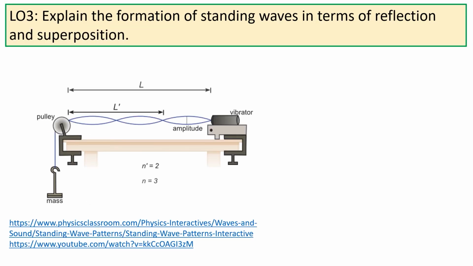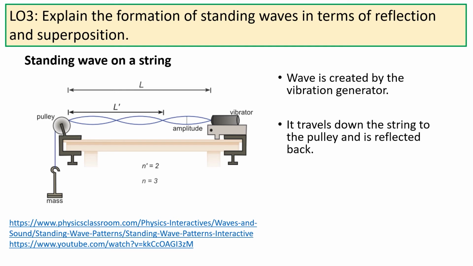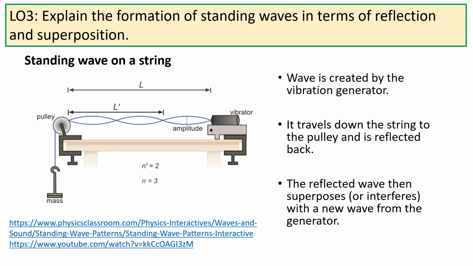Finally today, we're going to discuss how the standing or stationary wave is formed. If you've never seen a standing wave before, I'd advise you follow one of the video links in the comments. One example of a standing wave which can be seen in the classroom is the standing wave on a string. The wave is formed originally by a vibration generator, which then goes down the string towards the pulley. Once it reaches the pulley, it's then reflected back. However, this reflected wave then superposes or interferes with a new wave formed by the vibration generator.